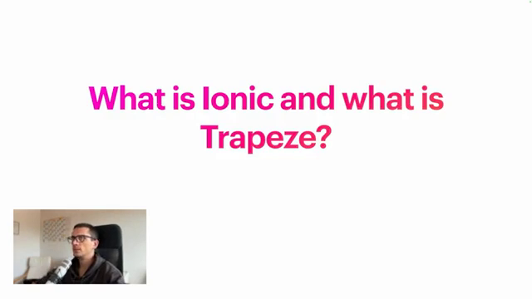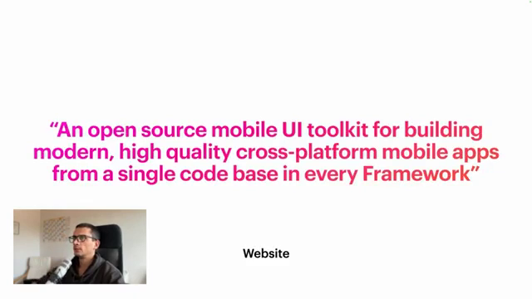All right, let's start. What is Ionic and what is Trapeze? So Ionic is an open source mobile UI toolkit for building modern cross-platform applications, where you can use JavaScript and web technologies to provide mobile applications with a single code base, using every framework which you like. For example, Angular, React, Vue, or also plain JS by web components.